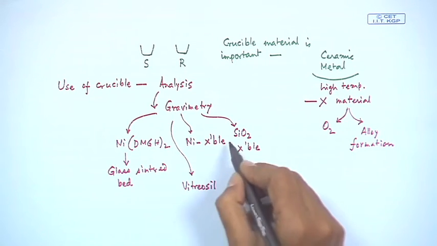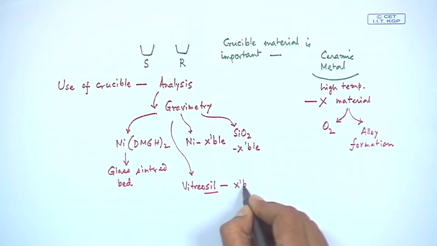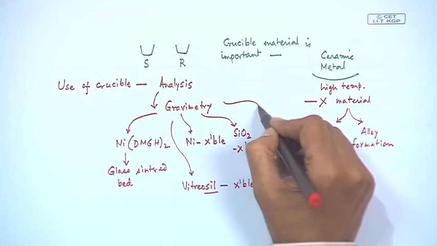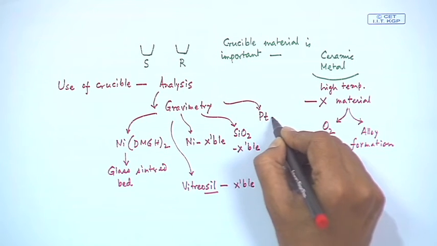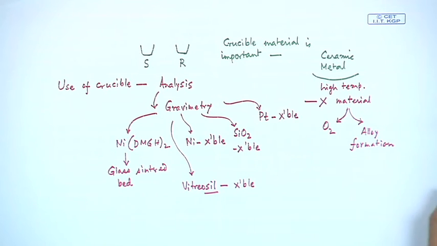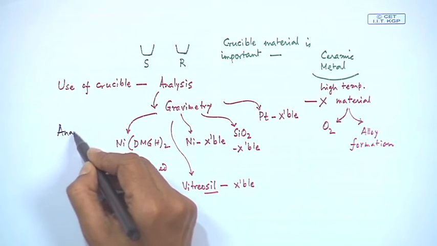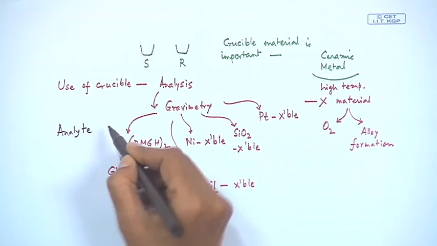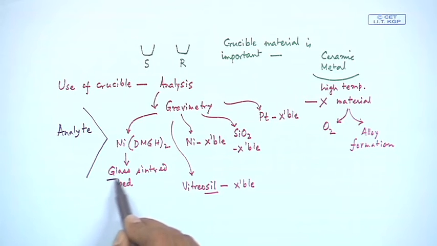Then we can have another special quality of silica crucible, because there is vitreous silica, vitreous silica crucibles are there, and also for some very sophisticated measurement we use platinum crucible. So, you see, for the very simple gravimetric estimation of some of these analytes or some of these samples, depending upon the analyte what you take, you have to choose accordingly the different types of crucibles.